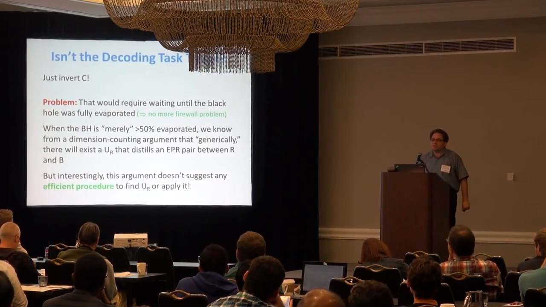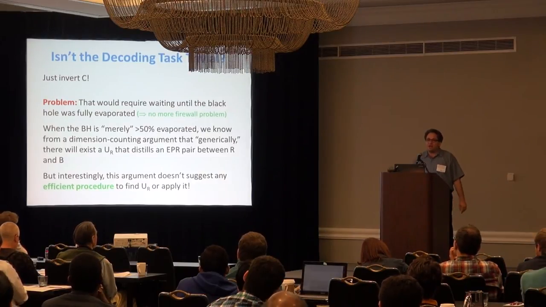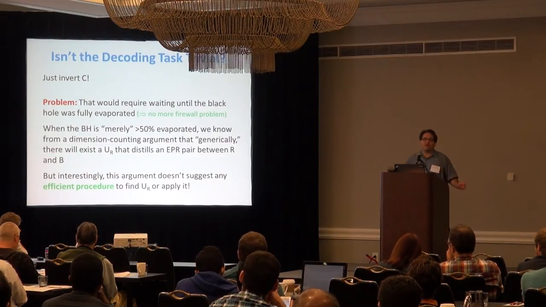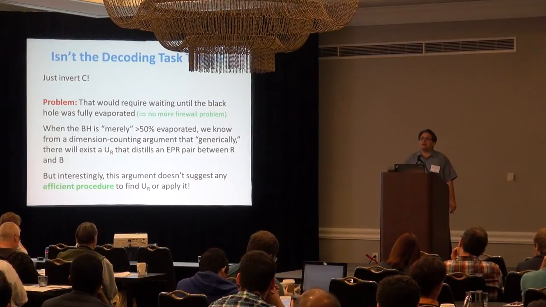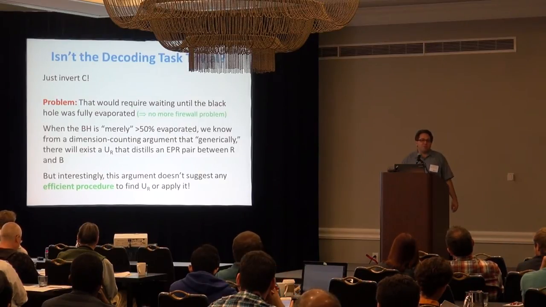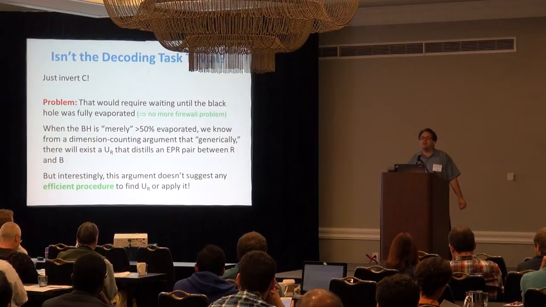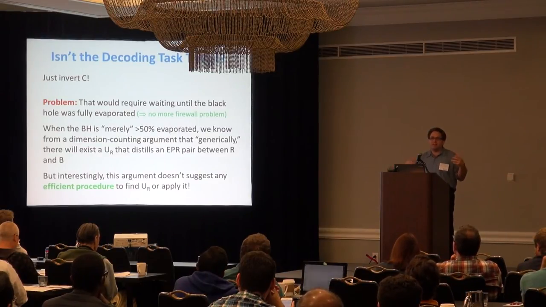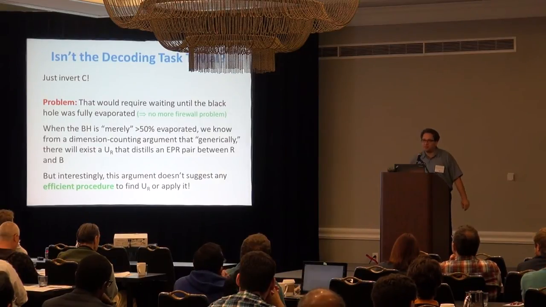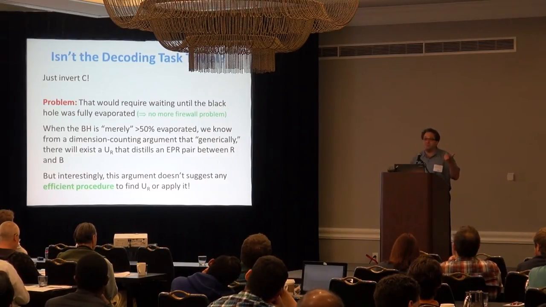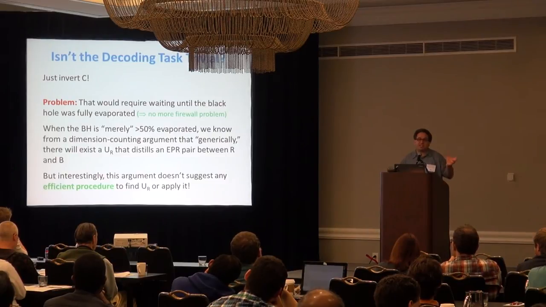And the interesting point is that before, I sketched an argument that after the black hole is more than halfway evaporated, then information theoretically, Alice will be able to distill entanglement between R and B. They will be entangled states. But the argument that I gave was purely information theoretic, purely based on dimension counting. So it did not suggest any efficient quantum circuit that would actually distill entanglement between R and B. Of course, it didn't prove that no such circuit could exist, but it's at least suggestive of that.